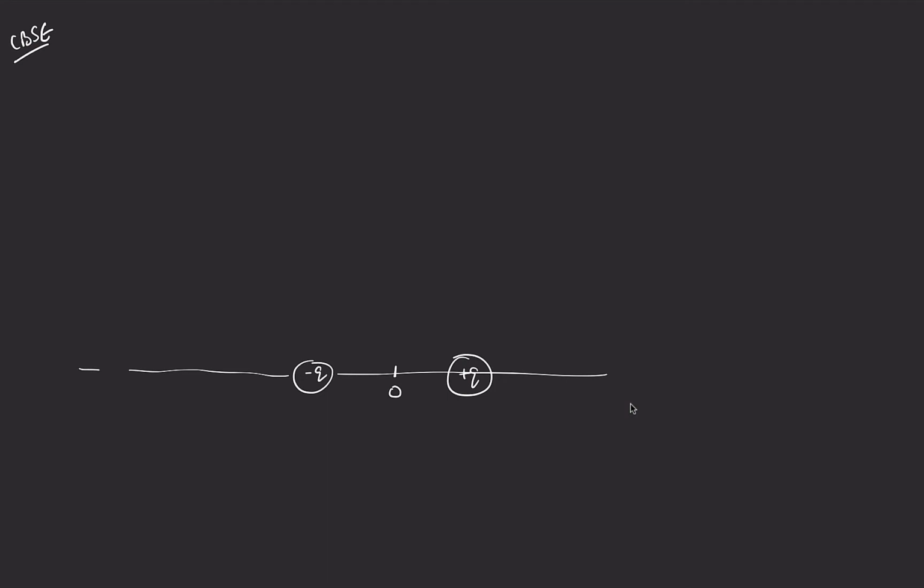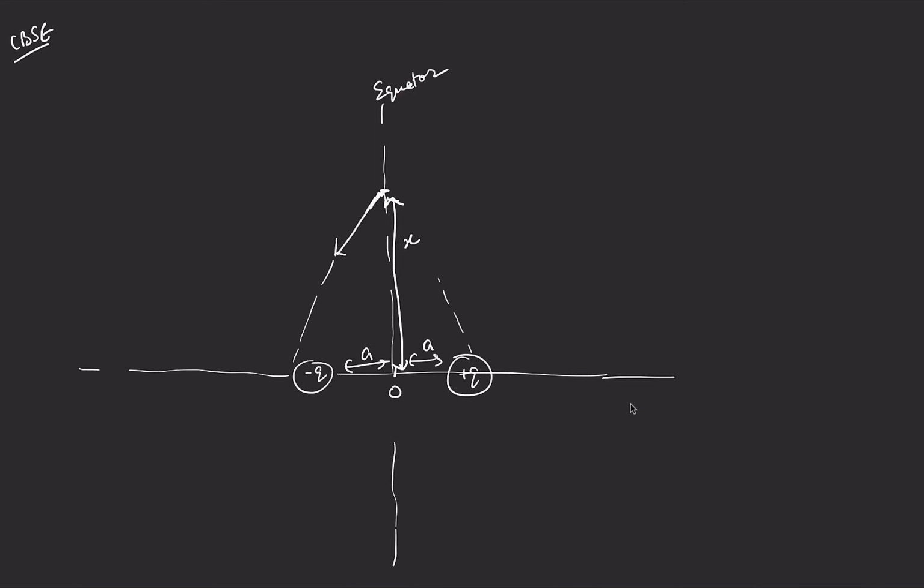If this is the origin, this is called the equator or equatorial axis. So you have to find the electric field at any point here. Let's say the distance from the origin is again x, and we know that this is a, this is also a. Negative charge will attract positive charge, so the direction due to the negative charge would be in this direction, and the direction due to the positive charge would be in this direction.